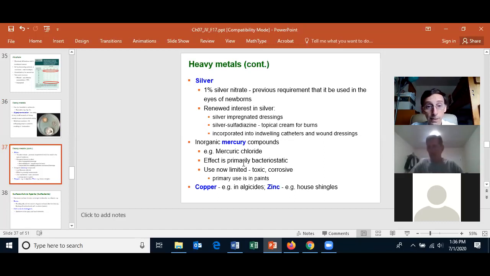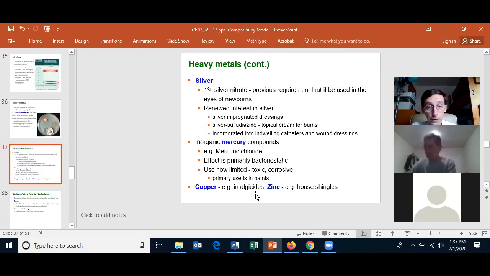Inorganic mercury compounds like mercury chloride are effective as a bacteriostatic agent. It now has limited use because mercury chloride is actually very toxic to people, and it's also corrosive. But it is used in paints to prevent them from, I assume, getting bacteria to grow in them and causing them to spoil.